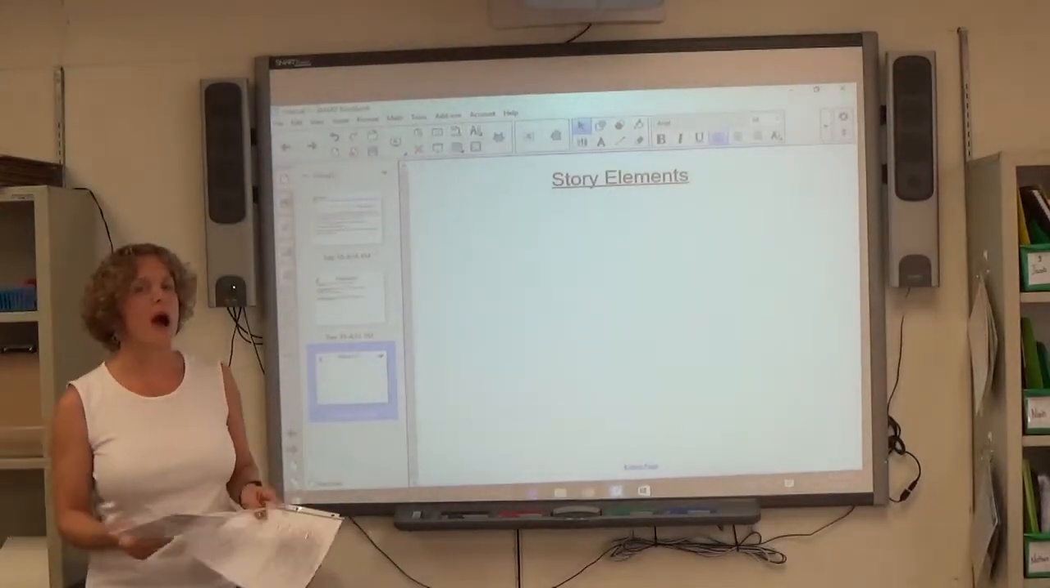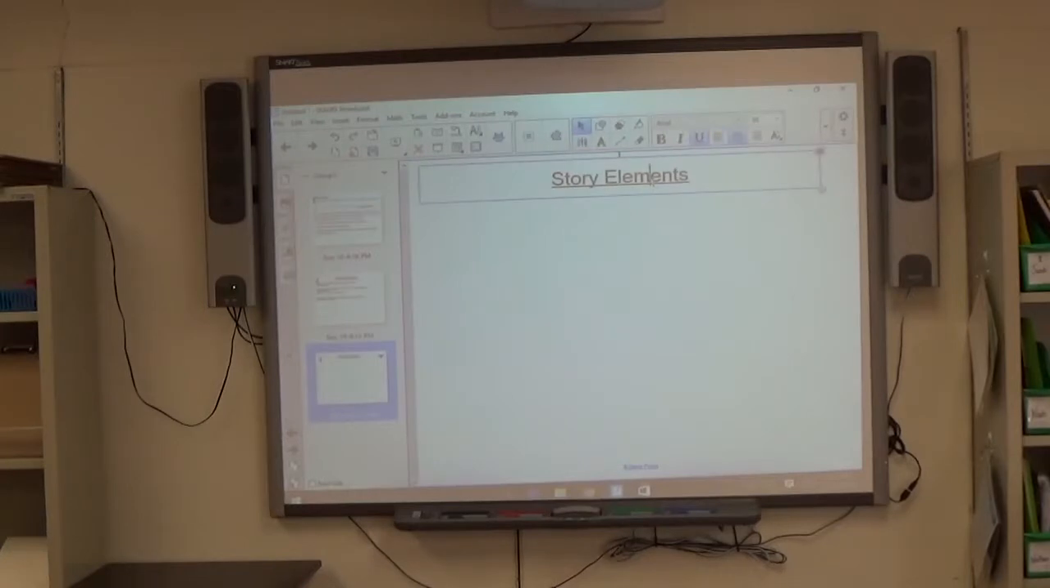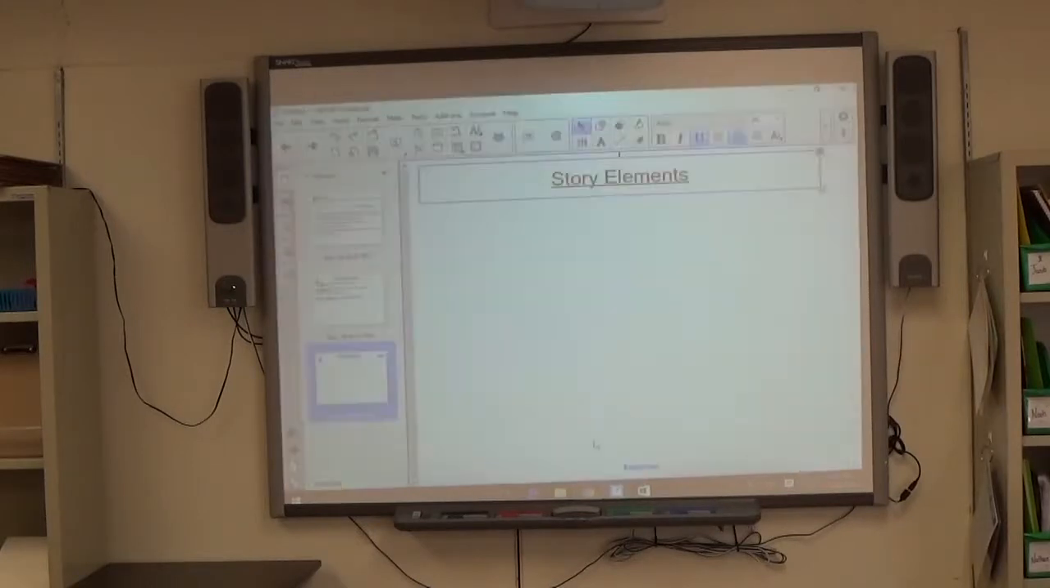So in the first box where it says story elements, we need a definition for what story elements are. So put this in your very first puzzle piece. So you're filling in this box right here. Here's your definition. Story elements are the pieces or parts that make up a story.